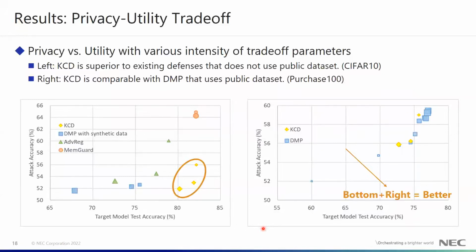To state more concretely, we conduct a comparison experiment on various trade-off parameters. Here, the x-axis means utility, the y-axis means MIA risk. So the bottom right is preferred. The left figure shows KCD is superior to existing defenses that do not use a public dataset. As the right figure shows, KCD is comparable with DMP that uses a public dataset.